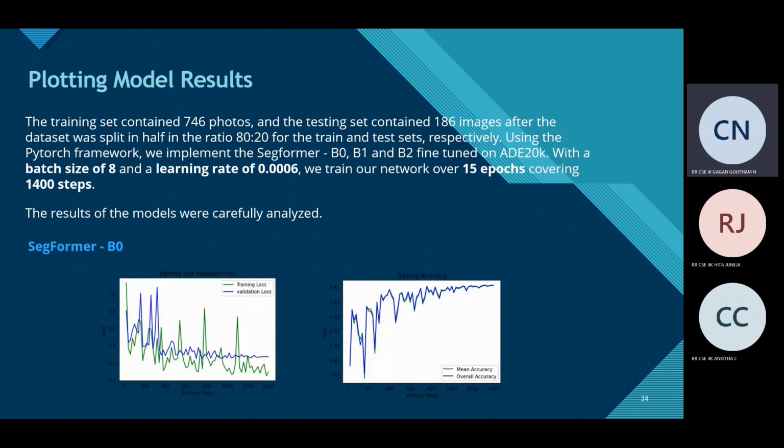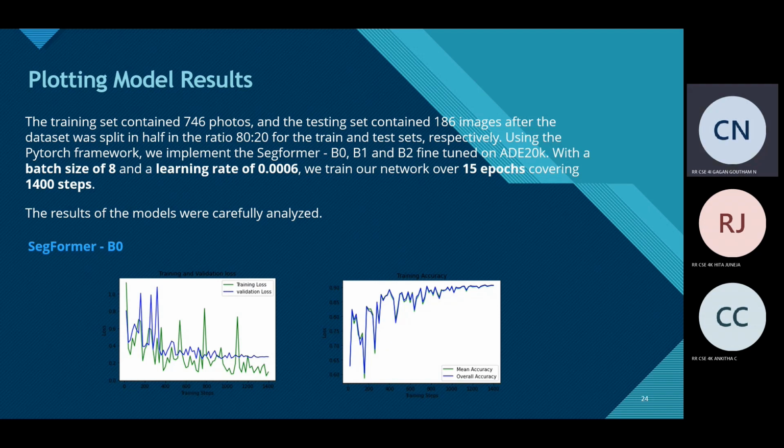This is the report for week 7. We divided our final dataset, which comprised 932 images, in the ratio of 80:20 for training and validation purposes, respectively. The training set consisted of 746 images, and the testing set consisted of 186 images. Using the PyTorch framework, we implemented the B0, B1, and B2 versions of the Segformer, which were fine-tuned on the ADE20K image dataset. With a batch size of 8 and learning rate of 0.0006, we trained our network over 15 epochs covering 1400 steps.